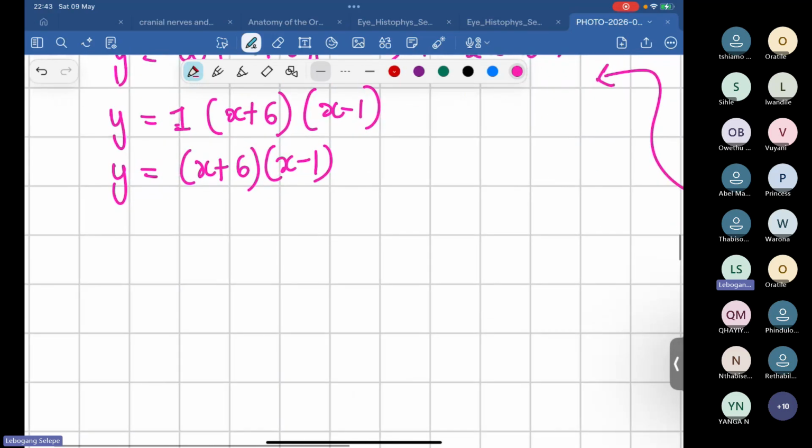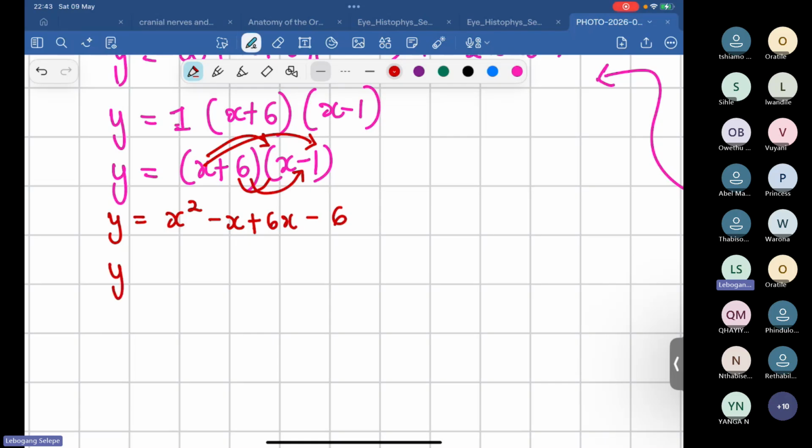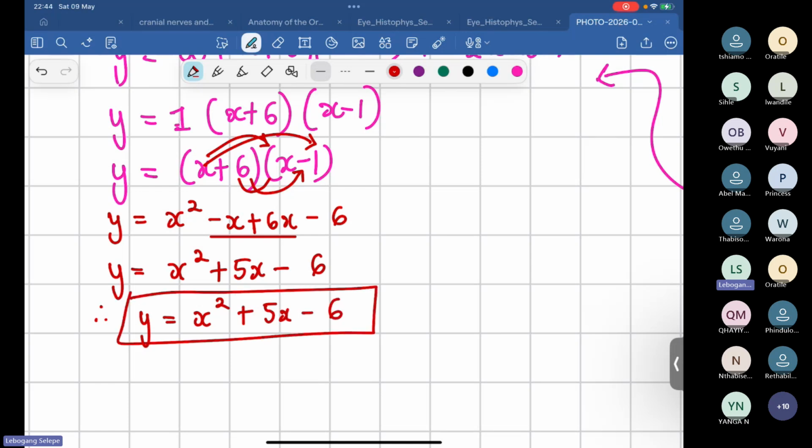Therefore, now you do your foiling method. We need to foil this times this. We're going to have y is equal to x squared. This multiplied by that is going to be -x. This times that is going to be plus 6x. Then this times that is going to be -6. Simplification: y is equal to x squared plus 5x minus 6, because minus x plus 6x is 5x. And therefore, that's your equation. So the equation is y is equal to x squared plus 5x minus 6. Then you are done.